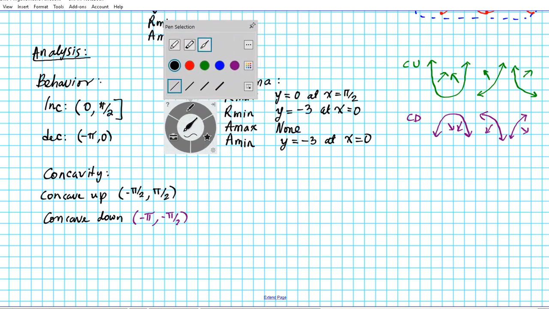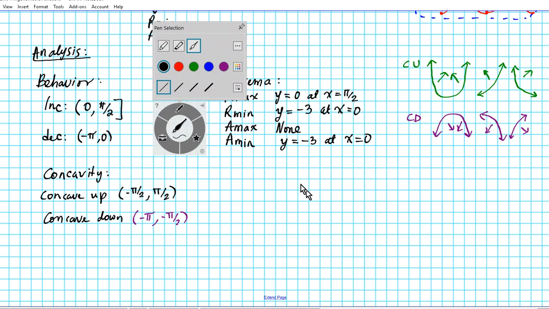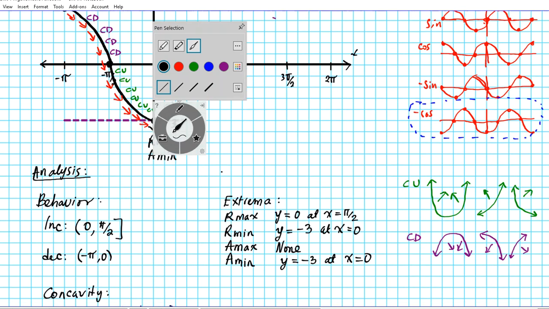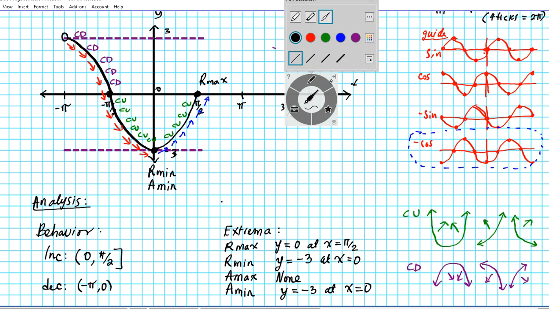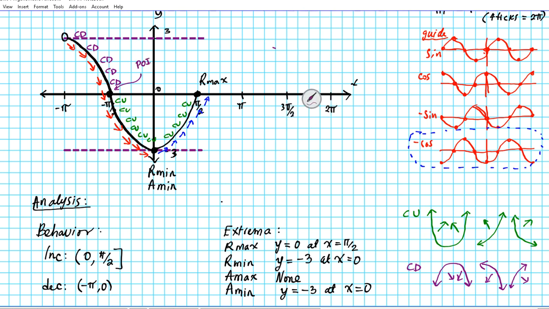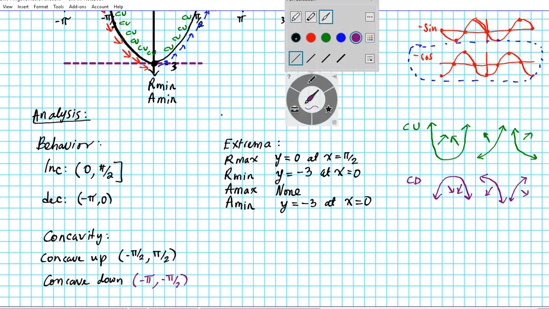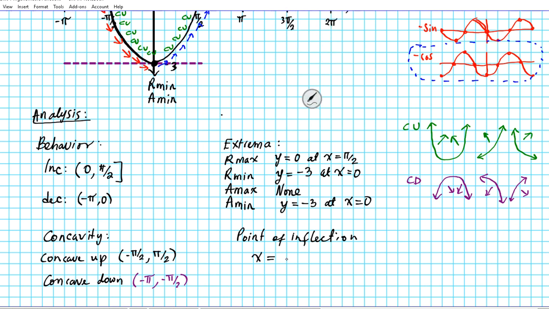Now the next thing we're going to look at, lastly, are our point or points of inflection. Points of inflection are basically the points on the graph where the concavity changes. Alrighty, so take a look at the graph for a second. Do you see any points where there is a switch in the concavity? Absolutely. At negative pi over 2, at this point right here, you notice that it changes from concave down to concave up. So we have a point of inflection. Let's go ahead and write it down. Our point of inflection occurs at x equals what? x equals negative pi over 2. Alright, so that's that.